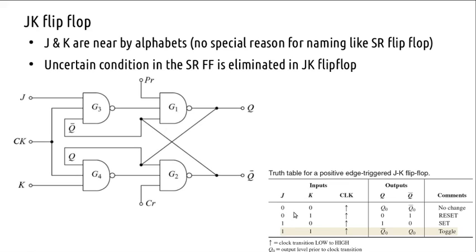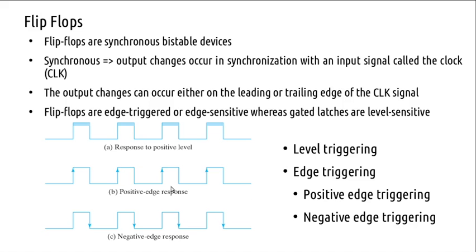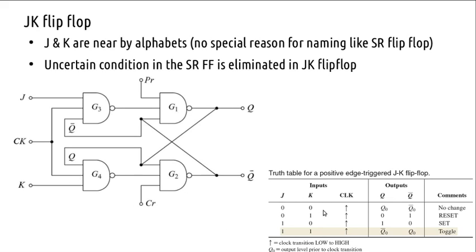Now the truth table shows 0 0. The clock is high. It's positive edge triggered. This arrow indicates positive edge triggered, right? Or you will be given a diagram like this, with a slope and usually an arrow indicating them.